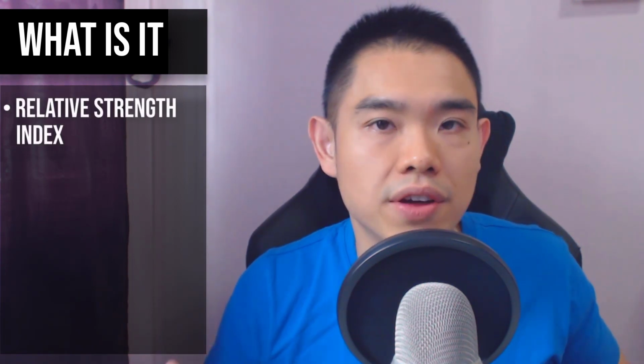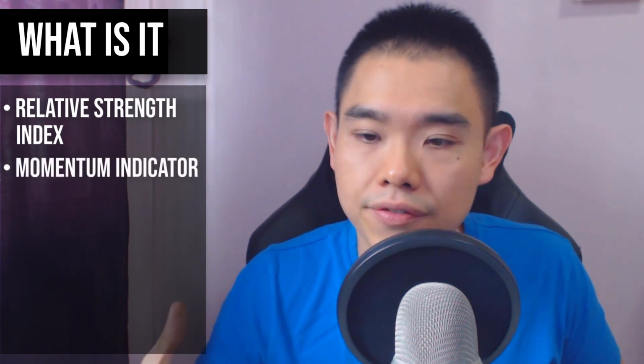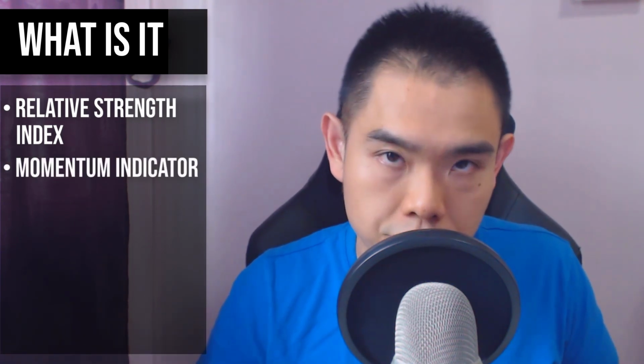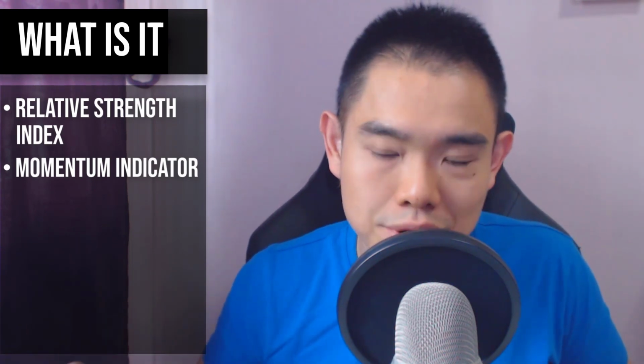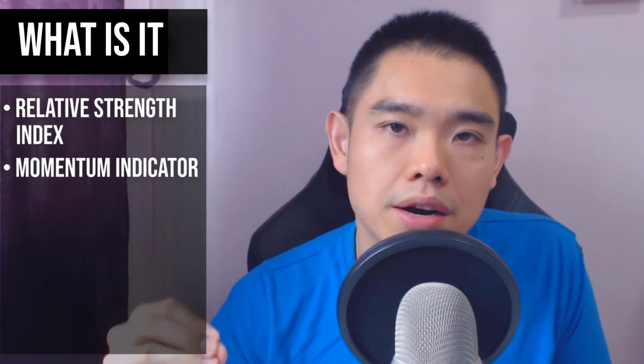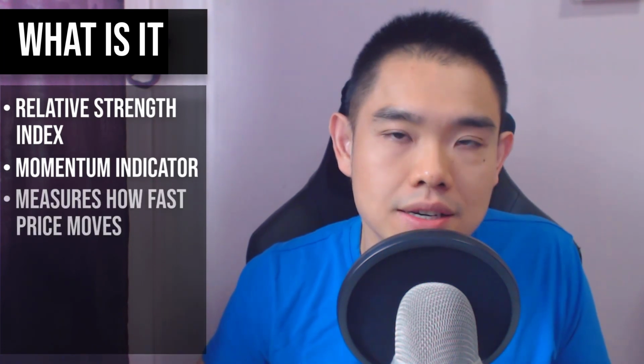RSI stands for Relative Strength Index. This indicator was developed by J. Wilder Jr. And it's a momentum indicator, and the values of the RSI indicator oscillate between 0 and 100. So it can never go below 0 and it can never go above 100. And the gist, the main concept behind the RSI indicator, is that it's a momentum indicator. So in other words, it measures how fast the price moves.